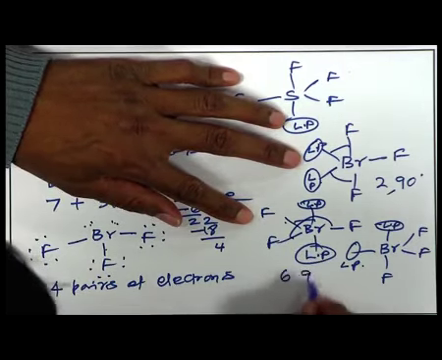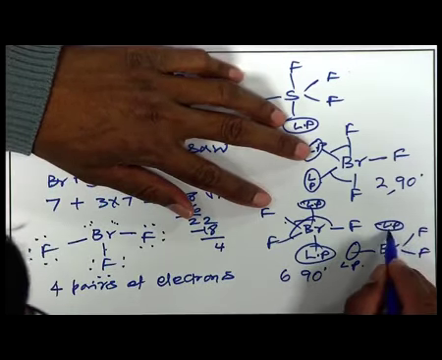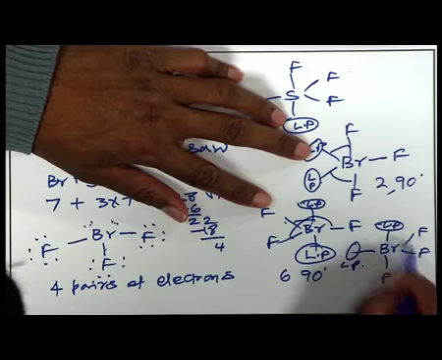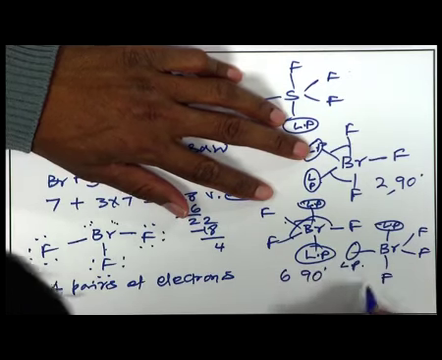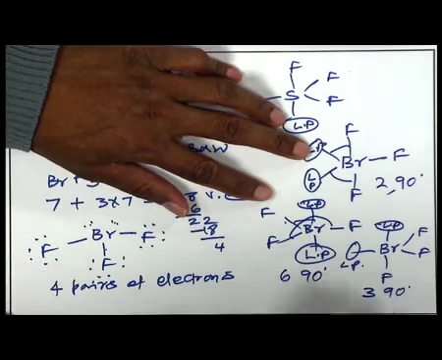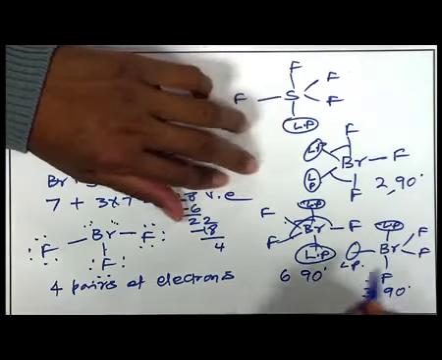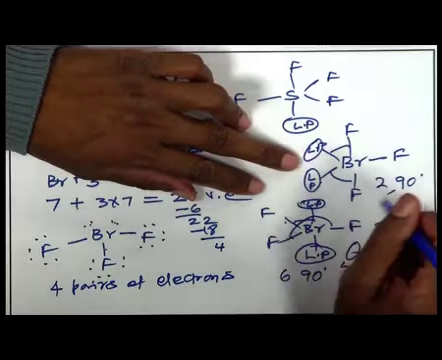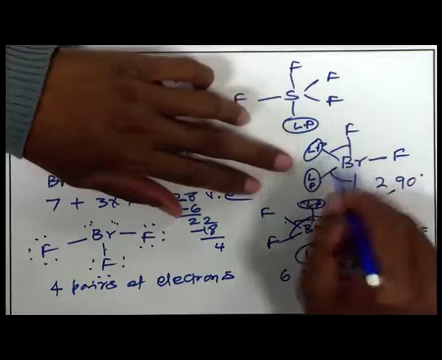So 6 90-degree repulsions. If you look at this one, this lone pair is repelled by this fluorine atom, so 2 90-degree, and then this lone pair is repelled by this lone pair, so there are 3 90-degree repulsions. There are 6 90-degree repulsions. So which structure has fewer repulsions? This structure has the smaller number of 90-degree repulsions. So that's why this is the shape of the molecule.